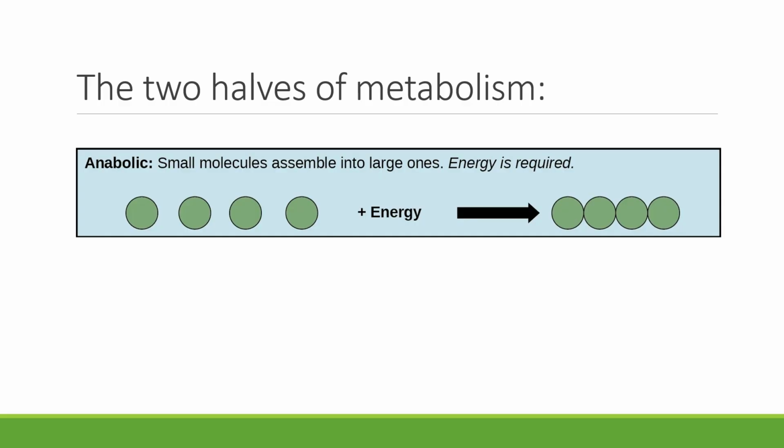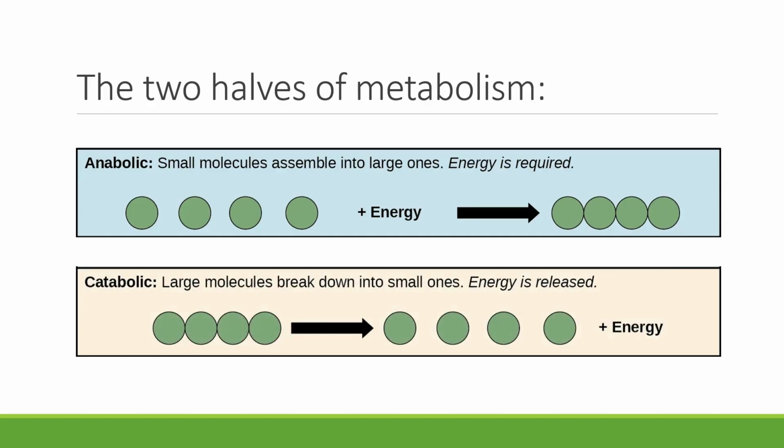And then the other half of the coin is that there are catabolic reactions. This is the opposite. These reactions break down large molecules into small ones, and they release energy in the process. So think about a fire, for instance. When you burn a piece of wood, when you burn a log, the reaction of the fire takes the wood and breaks it down into smaller pieces. And in the process, a lot of energy ends up getting released. So we've got anabolic and catabolic reactions.